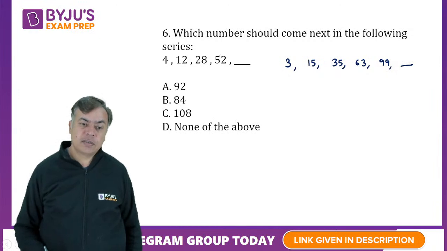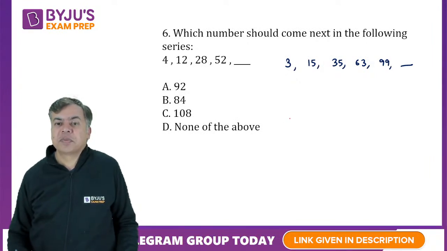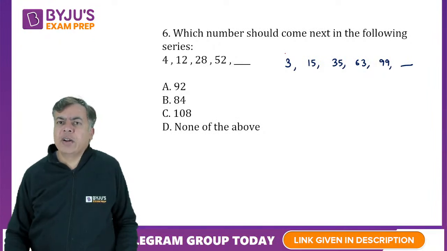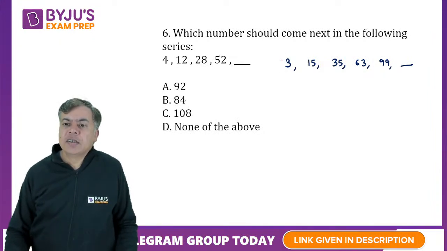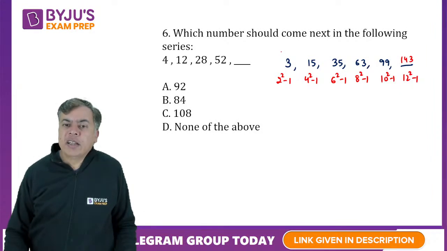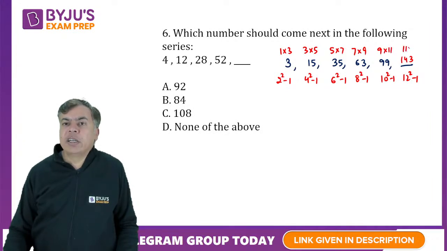Okay, what is the series? Can I say this as, okay, series is very easy, you can find out the next number. You can say the next number is 143 now. You can say that it is 2 square minus 1, 4 square minus 1, 6 square minus 1, 8 square minus 1, 10 square minus 1, 12 square minus 1. You can also say that it is 1 into 3, 3 into 5, 5 into 7, 7 into 9, 9 into 11, 11 into 13.